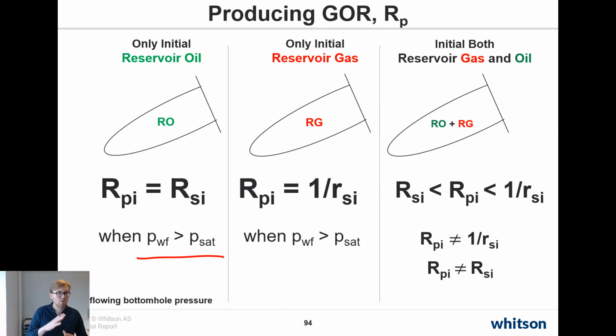For unconventional reservoirs, we typically say that the bottom hole pressure has to be above the saturation pressure, while in conventional reservoirs, you typically assign the average reservoir pressure and use that as a baseline. Similarly, for reservoir gas, we know that the producing GOR is equal to 1 over the solution CGR, while when you have two phases in situ, the producing GOR, what you're actually producing, will be somewhere between the solution GOR of your reservoir oil and 1 over the solution CGR for your reservoir gas phase.